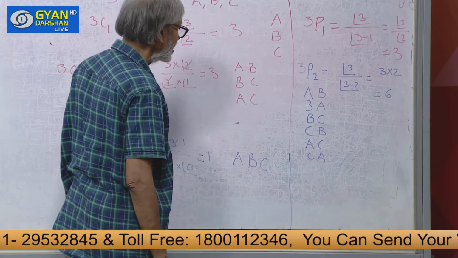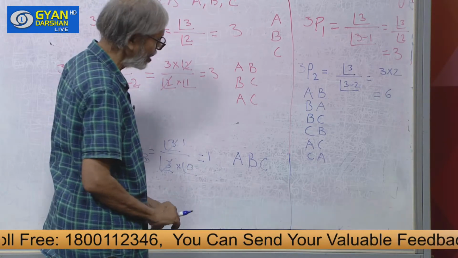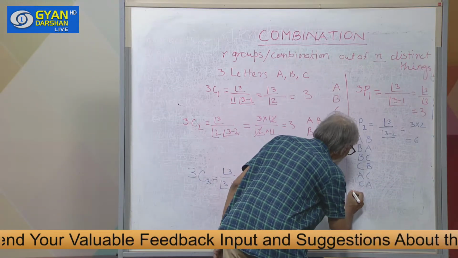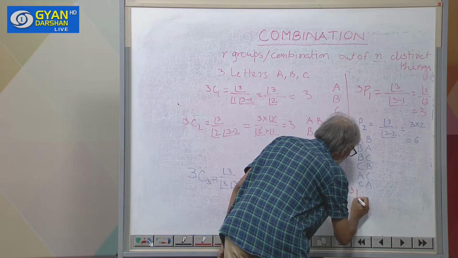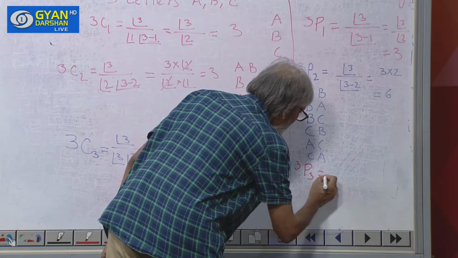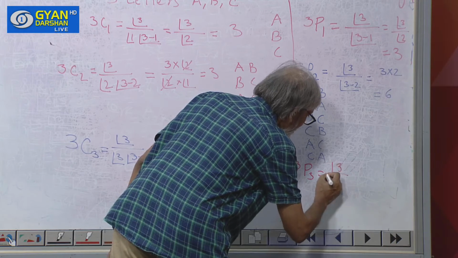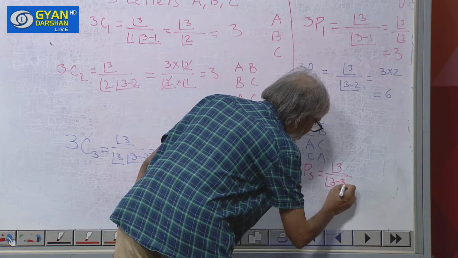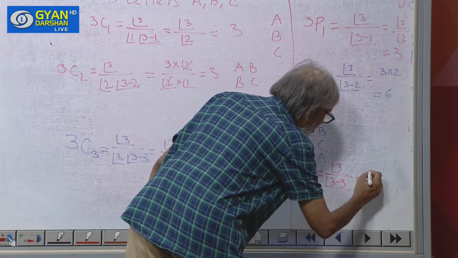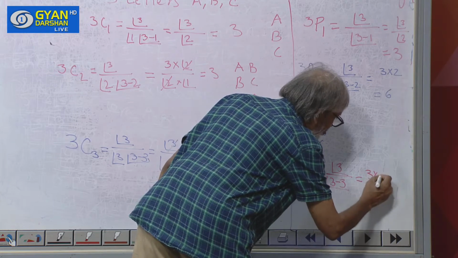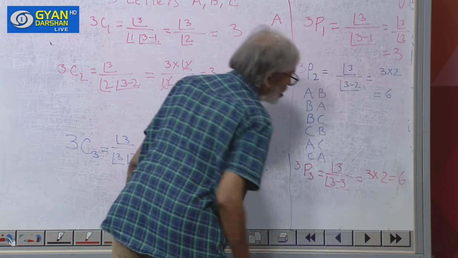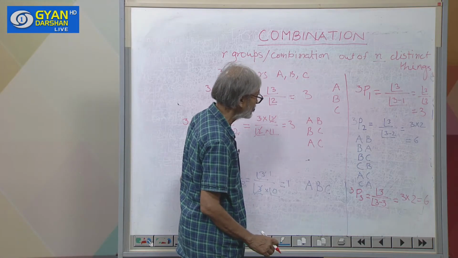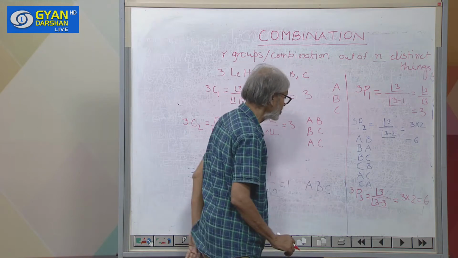Now, in the case of permutation, you can see the difference. It will be equal to 3P3, which is equal to factorial 3 divided by factorial 3 minus 3, is equal to factorial 0, is equal to 1. So, it will be equal to 3 into 2 into 1, is equal to 6. So, 6 permutations are possible taking 3 letters at a time.